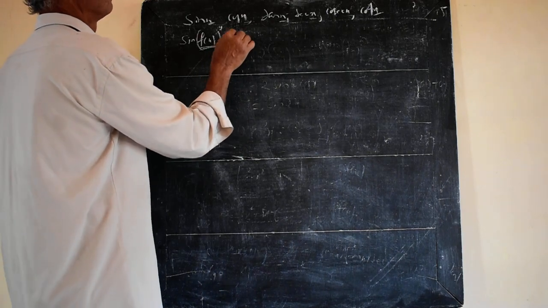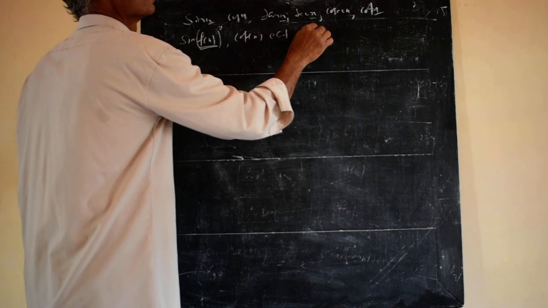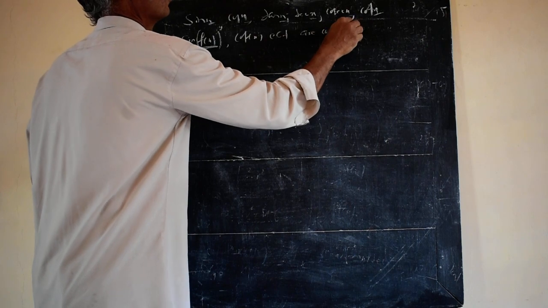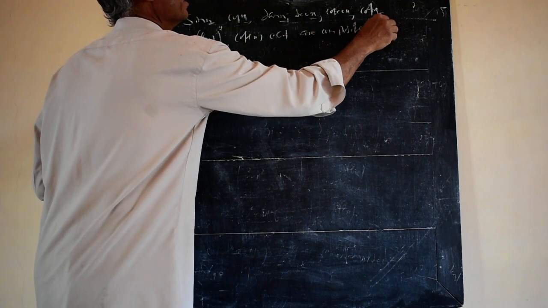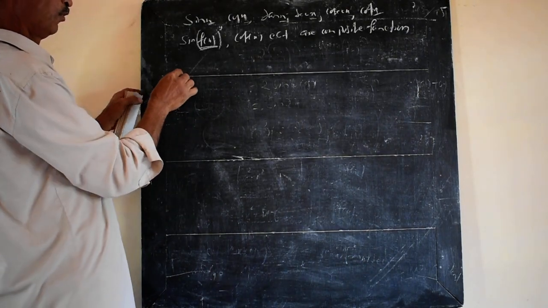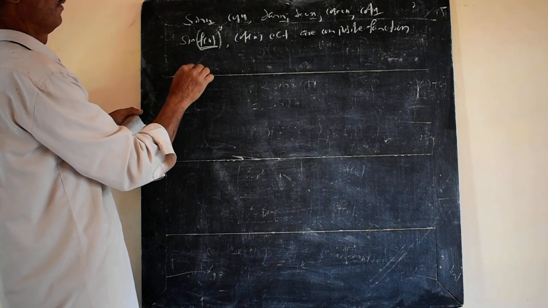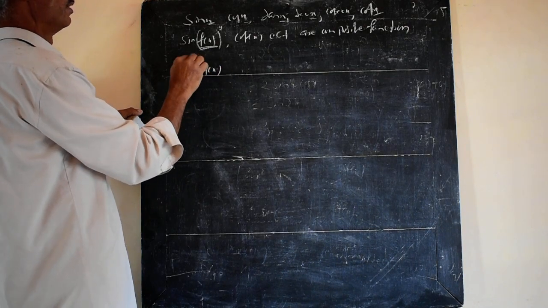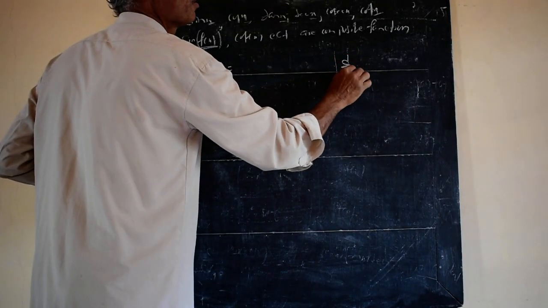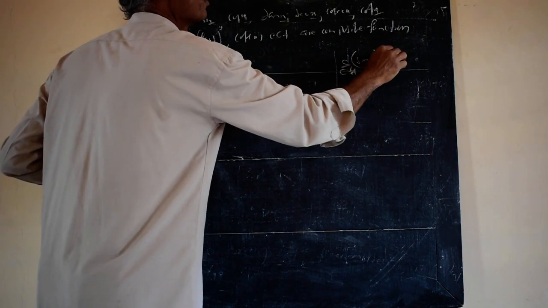Sin f of x, cos f of x, etc. are composite functions. Now let us take d by dx of these composite functions. Look here, d by dx of sin f of x is equal to sin differentiation. Look here, d by dx of sin x is cos x.